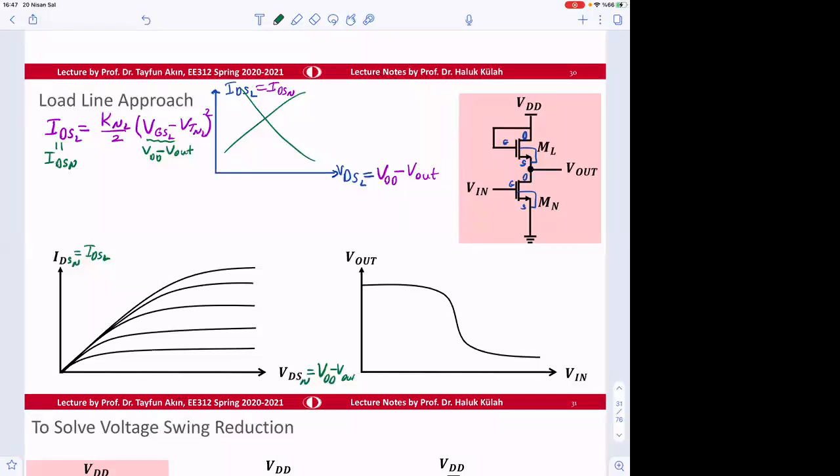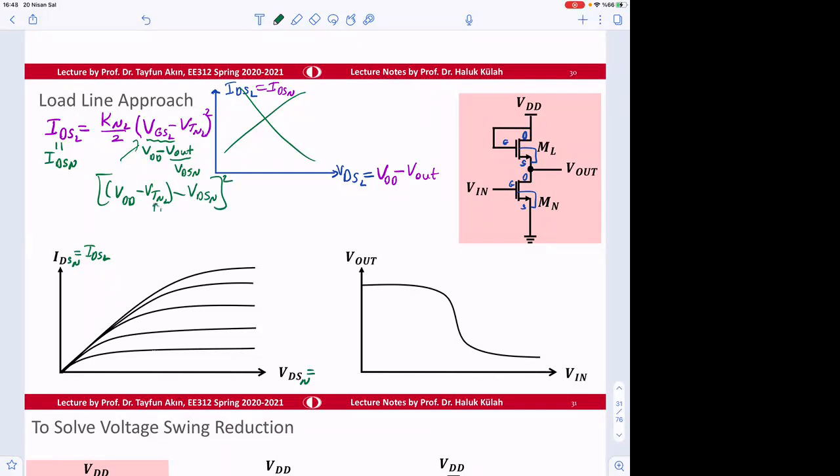Sorry, that's a mistake. If I put this here as V drain to source of N, V out is V drain to source of N. So inside of this, I can rearrange, and it's going to be VDD minus V threshold of N of L minus V drain to source of N squared.